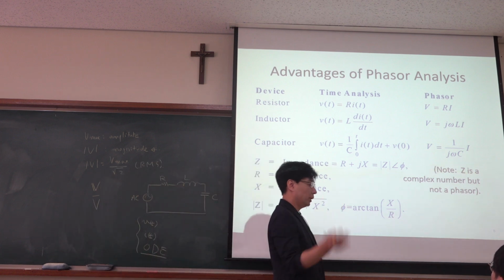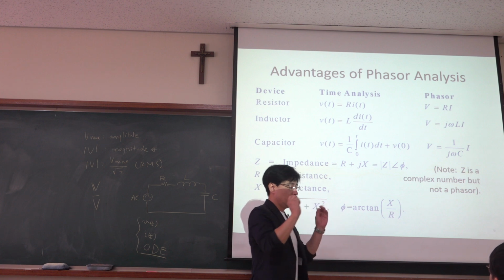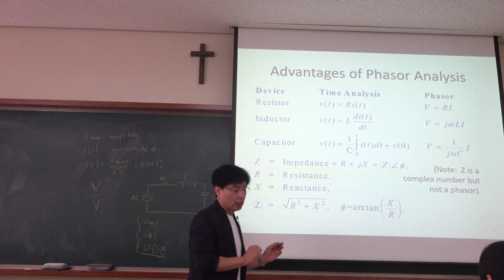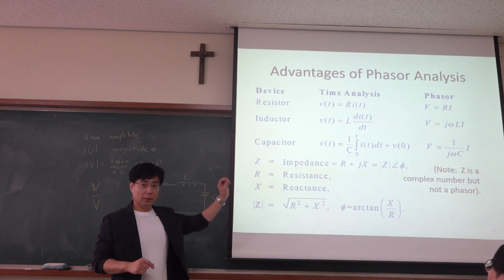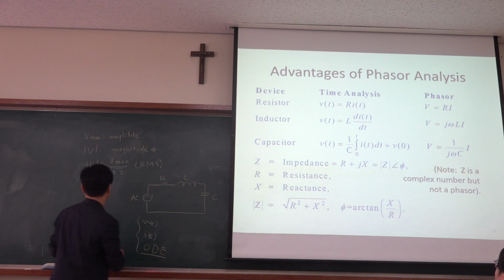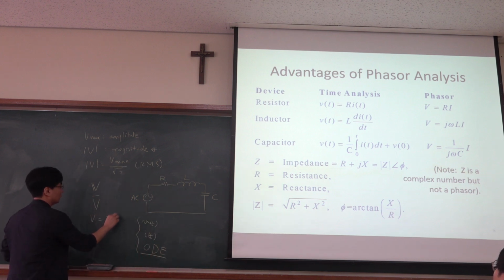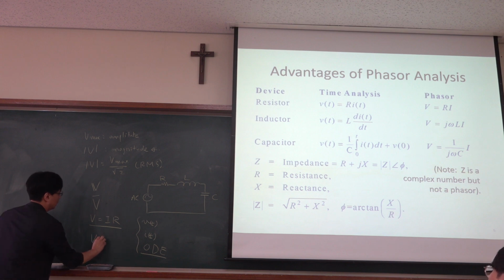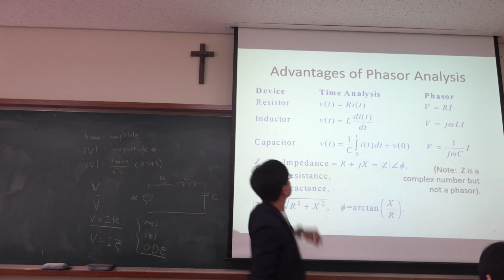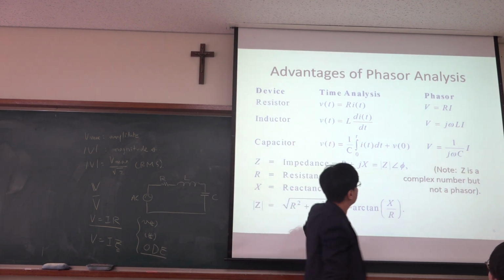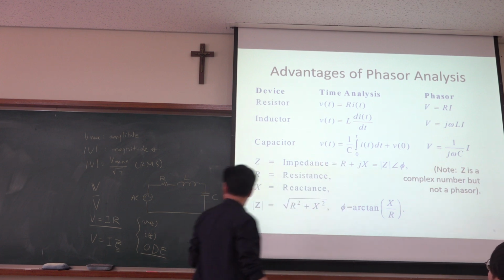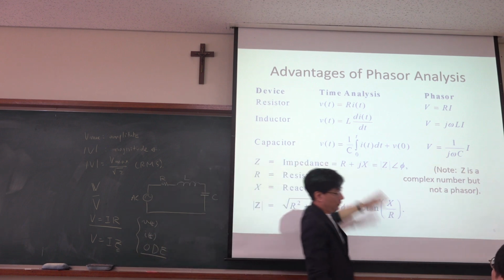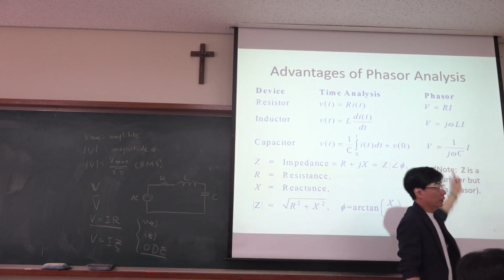Then everything about analyzing this AC circuit is very similar to analyzing a DC circuit in this phasor domain. So for example, V equals IR, Ohm's law. Similarly, you can apply V equals IZ, where Z is impedance. Here we have a time analysis, which is applicable at any time, but it requires solving an ODE. But if the system is stationary, then we can apply phasors.